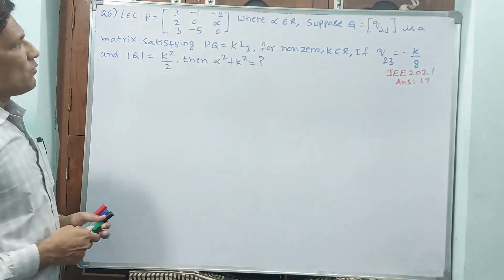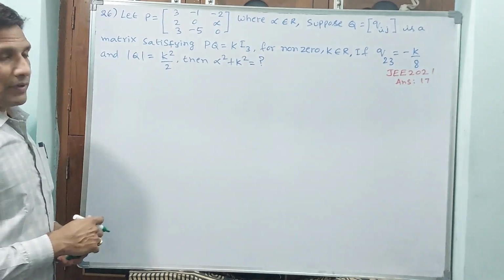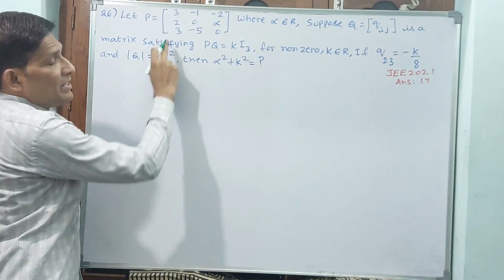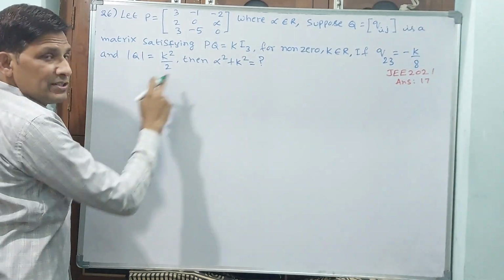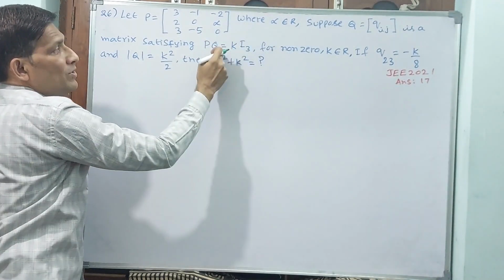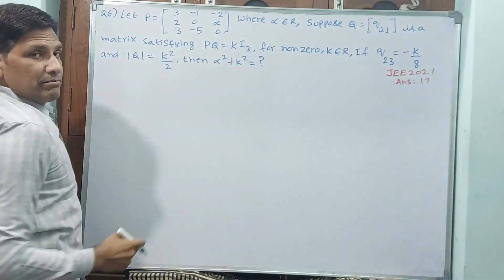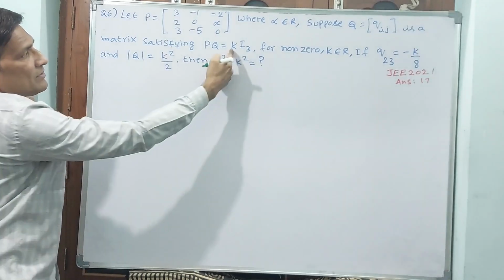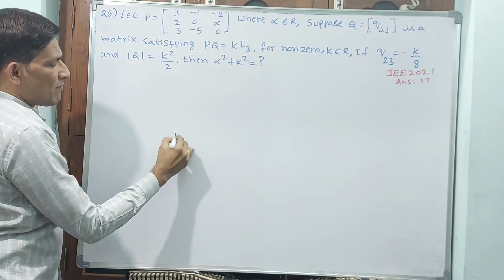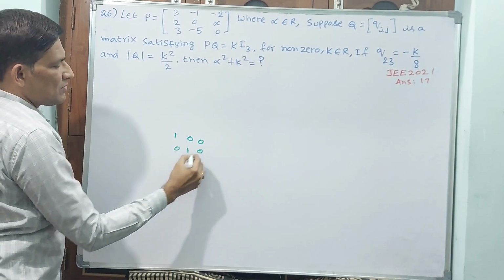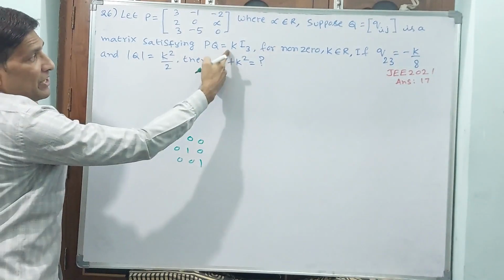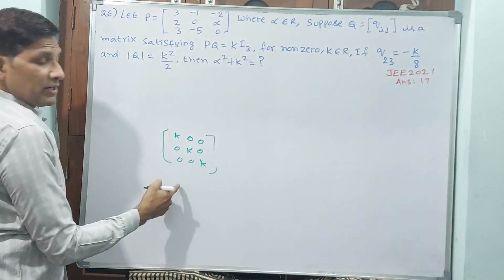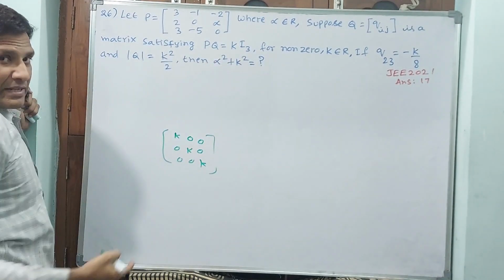See what I want to do. I want to find P inverse. Why? Because P inverse is required, because the relation between P and Q is this. They have given. I3 means 1 0 0, 0 1 0, 0 0 1. But K I3 means K will come, that's all. This we know very well, that is why I need not tell you much about this.